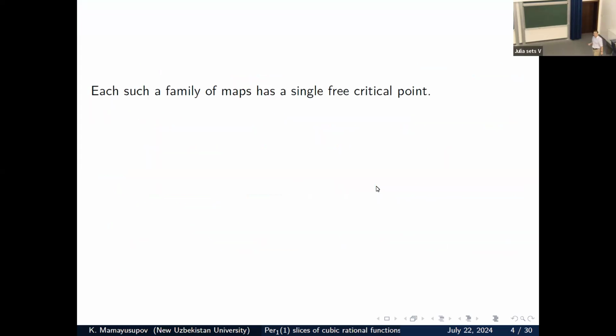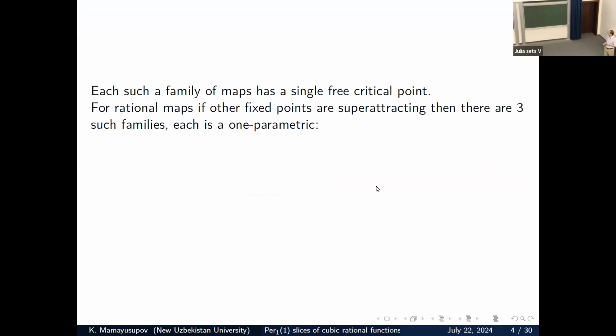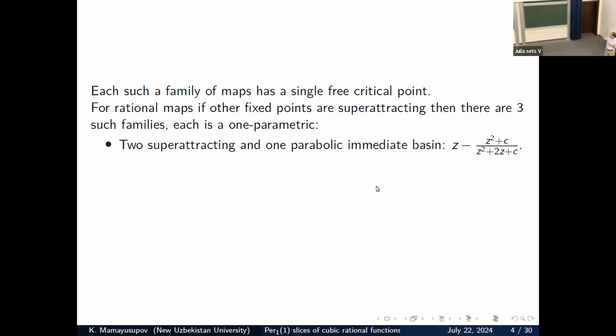So in all these cases, you have an active critical point, which we usually call the free critical point. For rational maps, there are 3 such families. You can have 2 super attracting and 1 parabolic basin. Then you can write it as this one. Of course, you have many parameters. We have to kill them by conjugating. And you can send a parabolic fixed point to infinity. You get this one. This comes from the Newton map of (z^2 + c)e^z.